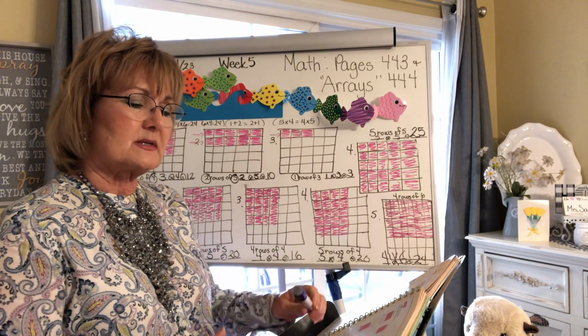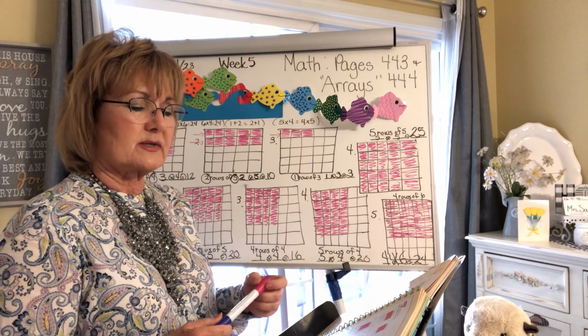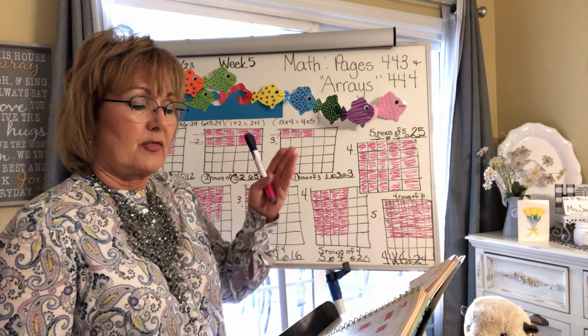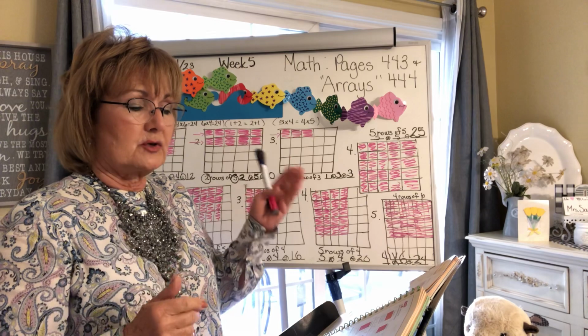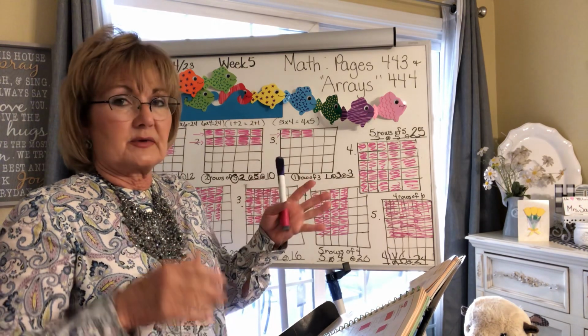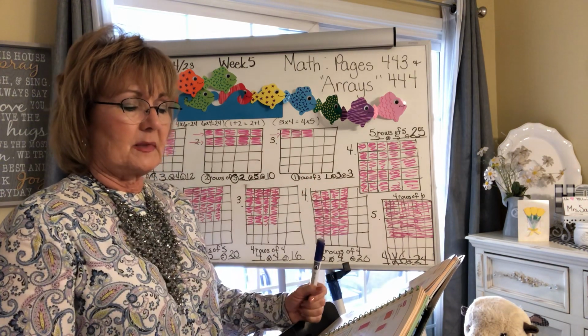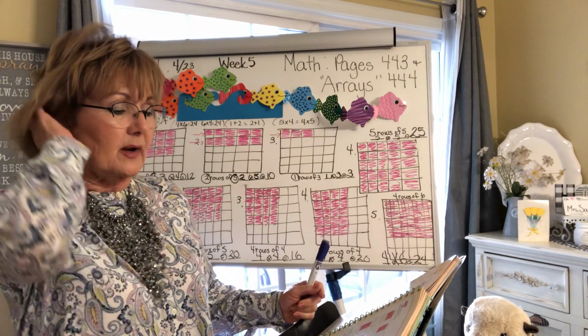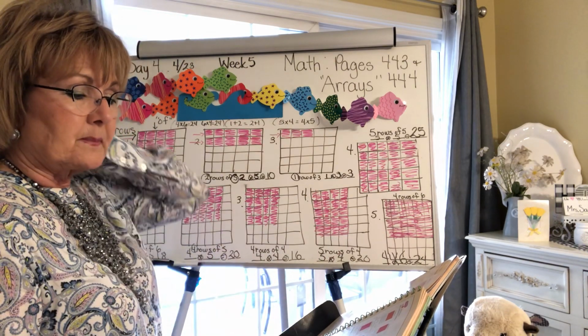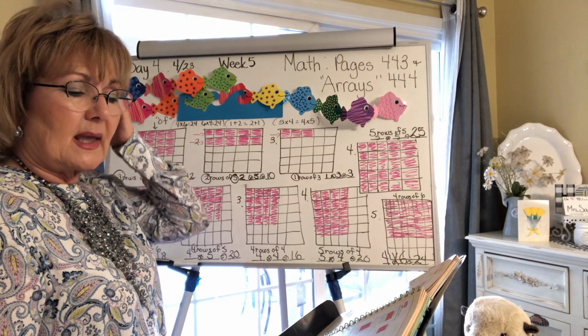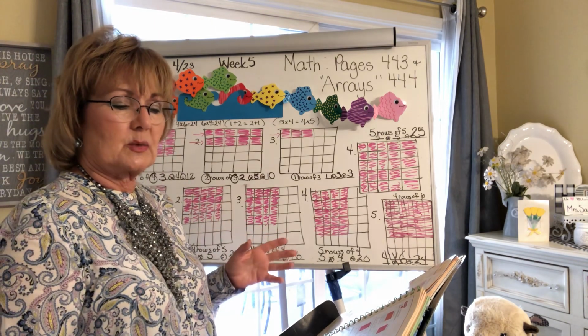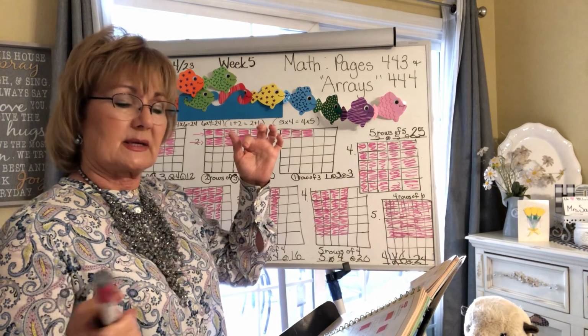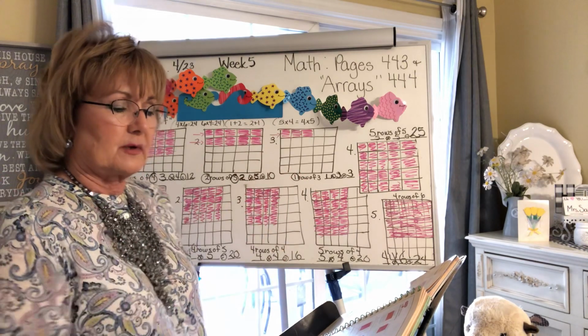Read number 7. It says make an array that shows a square. So it's going to have to be the same, right? 3 rows of 3, 2 rows of 2, 5 rows of 5, something like that. It has to make a square, and then write the multiplication problem. And then number 8 was make a different array that is not a square. So it could be like 2 rows of 6. The numbers just have to be different, okay?